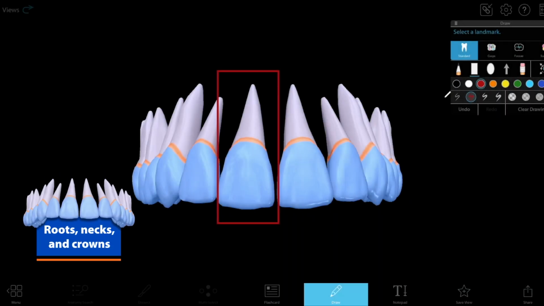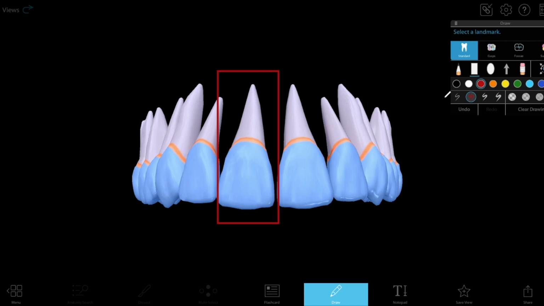Now let's look a little closer at the structure of a tooth. Each one has a root, a neck, and a crown. You can see these denoted by the bands of color on this model of the upper arch. Roots, shown here in light pink, are composed mostly of dentin, covered by cementum and connected to the periodontal ligament. The neck of the tooth connects the root and the crown. You can see the neck in orange on the model.